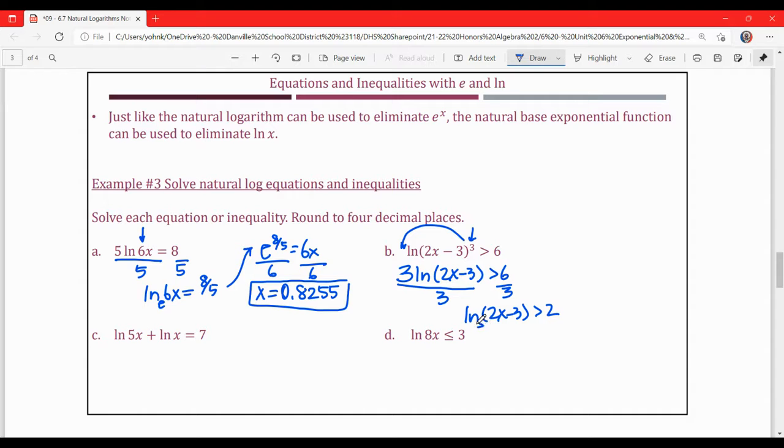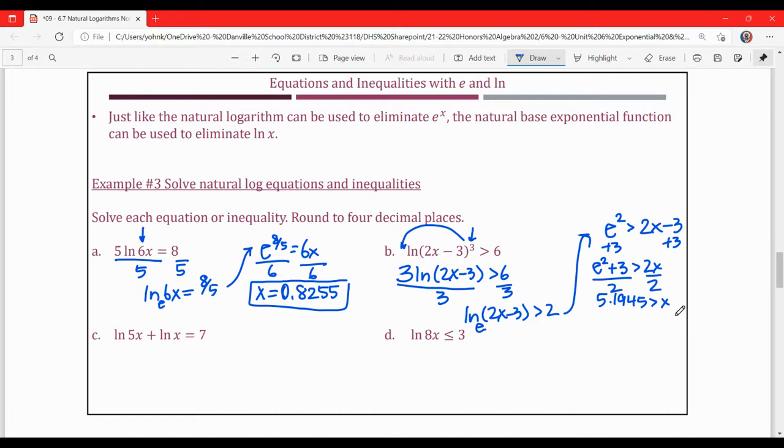I can remember there's a little e here. Change it to exponential: e to the second is greater than 2x minus 3. I can add 3 to both sides, so e squared plus 3 is greater than 2x. I can divide both sides by 2. And if I type this into my calculator, I get 5.1945 is greater than x.